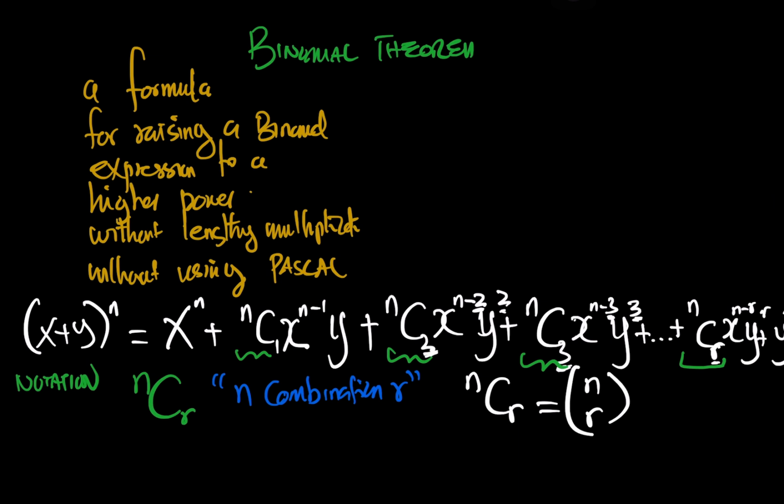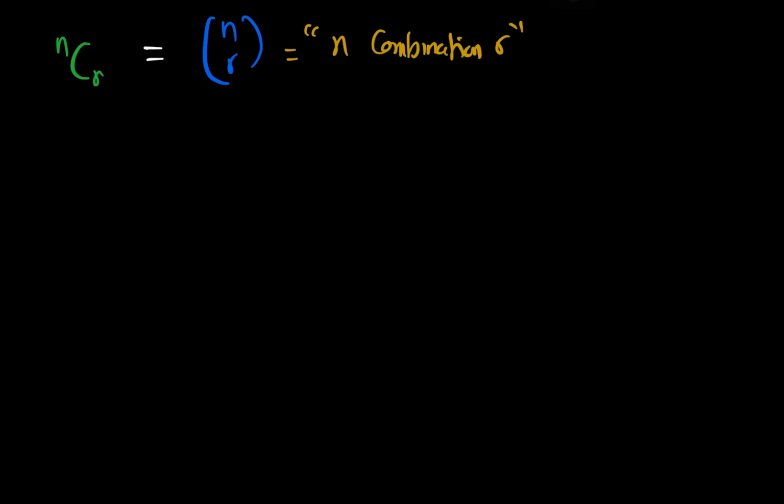So let's take a look at what we mean by that. Let me take a fresh page. We're saying that nCr is the same as n r, like this, and they all mean the same thing. It's equal to saying n combination r. That's all we're saying. So let's say we have something like 5 combination 2, for example. That is the same as 5 and 2, and we're saying that is 5 combination 2.